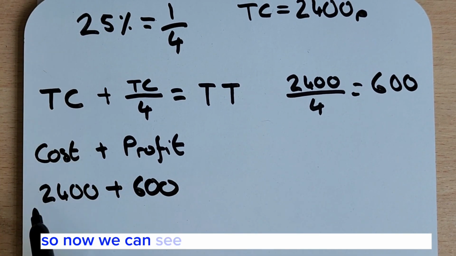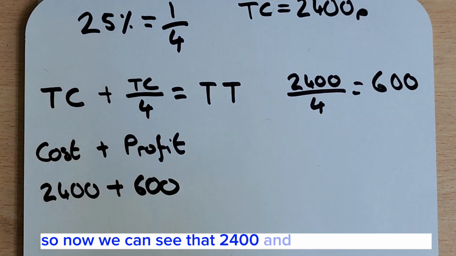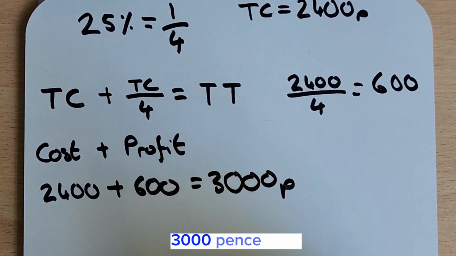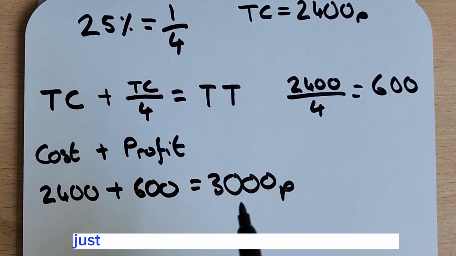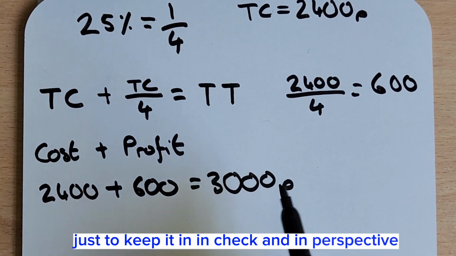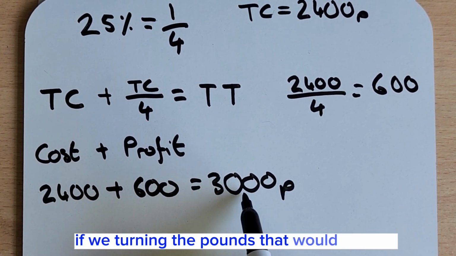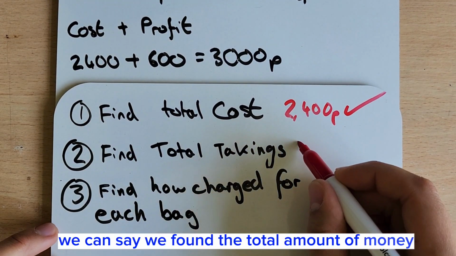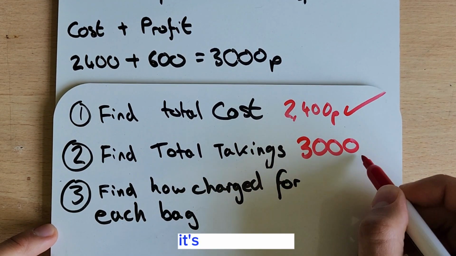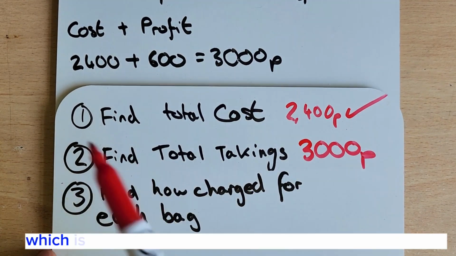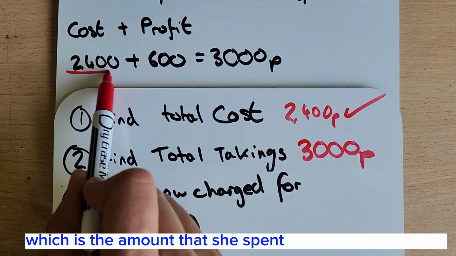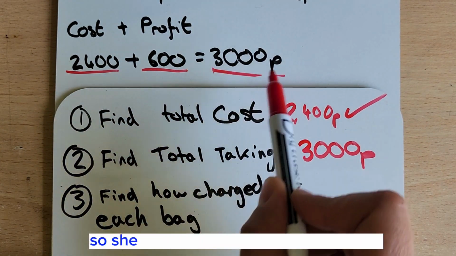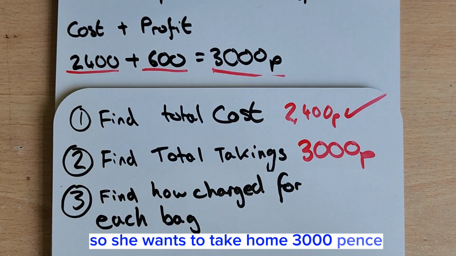So now we can see that 2,400 add 600 is going to be 3,000 pence. Just to keep it in perspective, if we're turning it into pounds, that would be £30. So we can say we found the total amount of money that she wants to go home with. It's 3,000 pence, which is the amount that she spent on buying the sweets plus a quarter of that, which is going to be a profit.